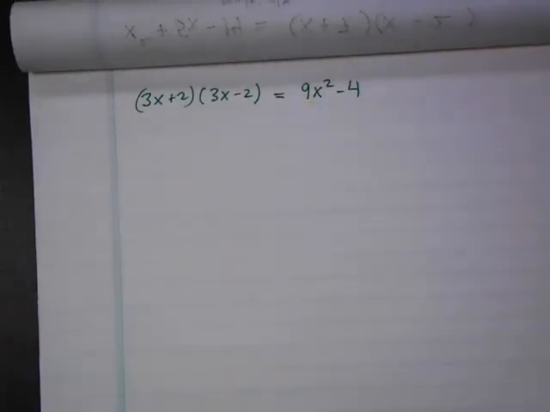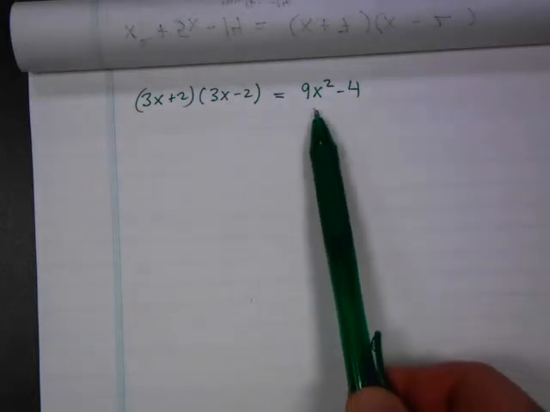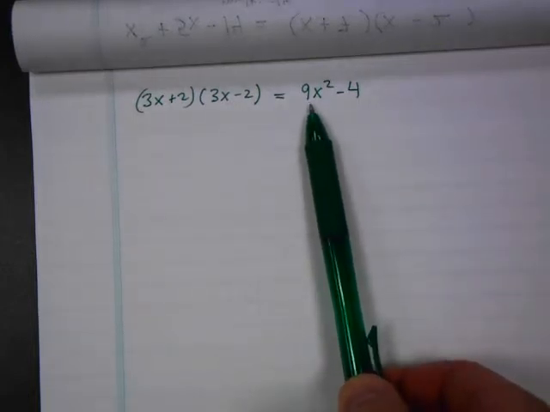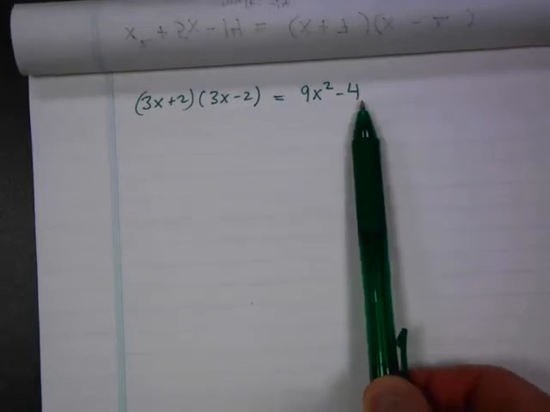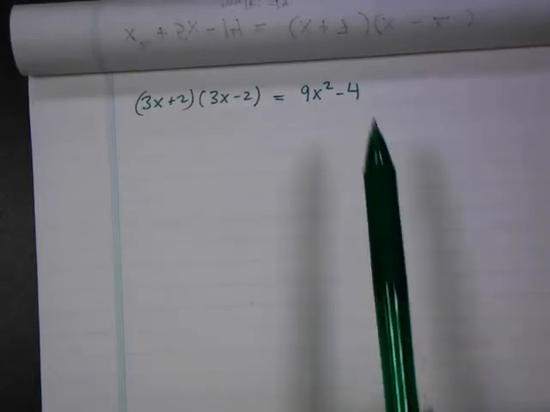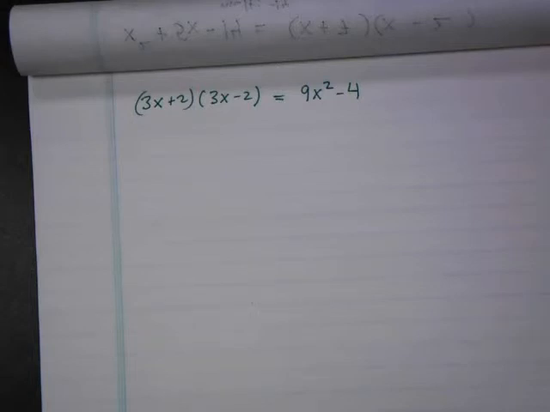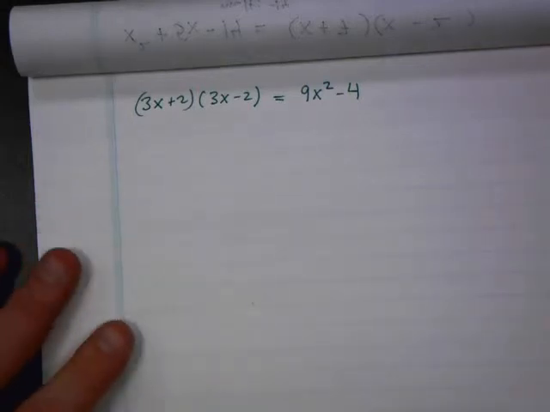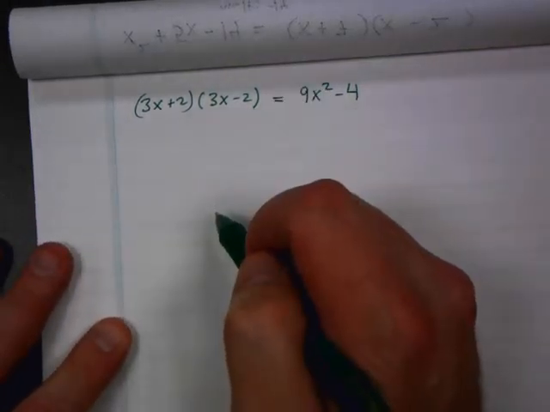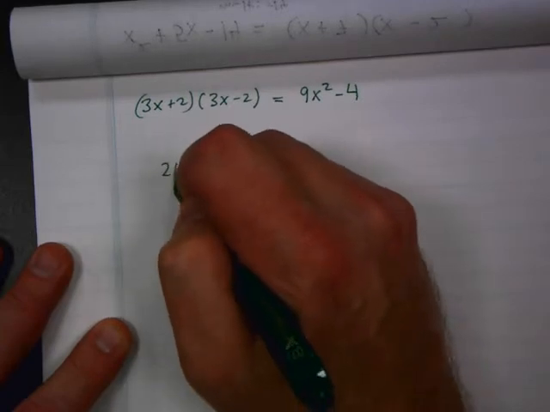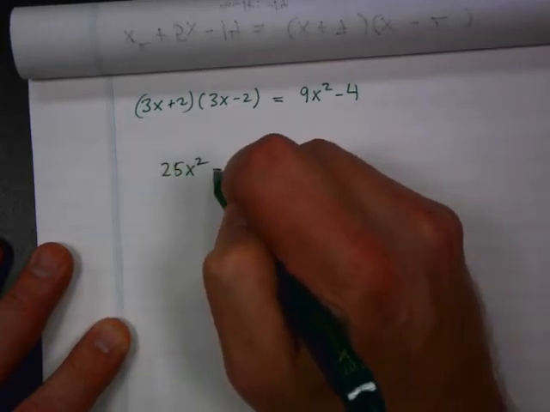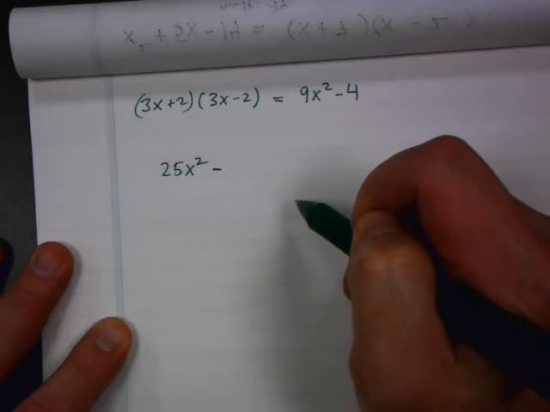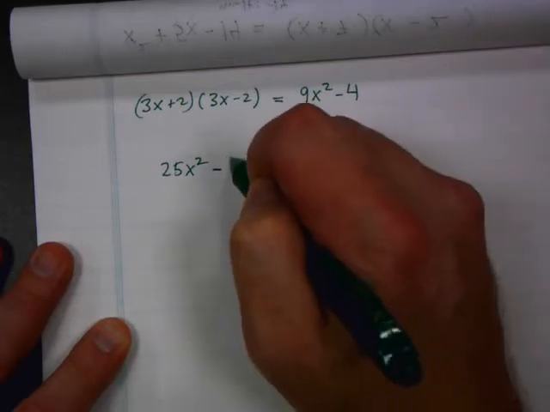9 and 4 are really nice numbers. What do I mean by really nice numbers? Not prime. In fact, what's the only way you can factor the number 9? 3 times 3. It's a perfect square. And 4 is 2 and 2. So, going backward, factoring, here's what we're going to look for. If we had, for example, 25x squared minus 16.